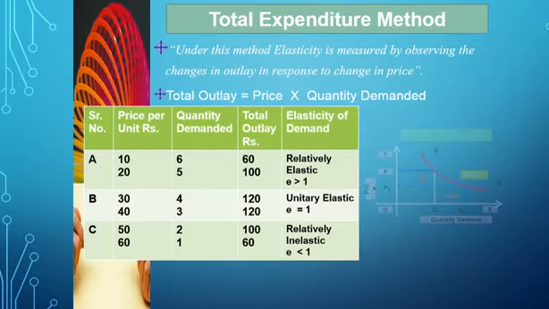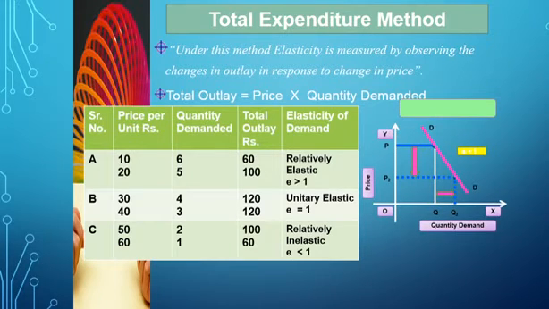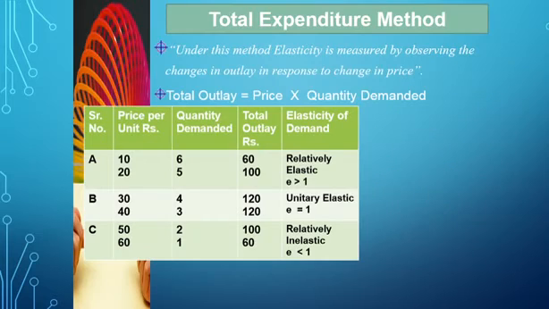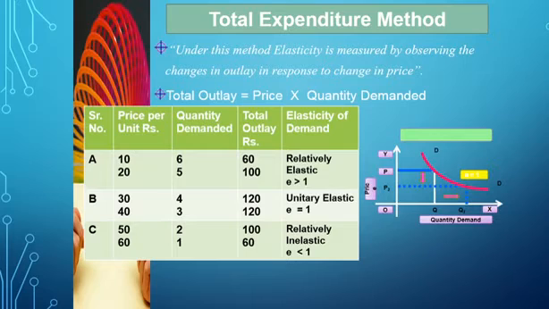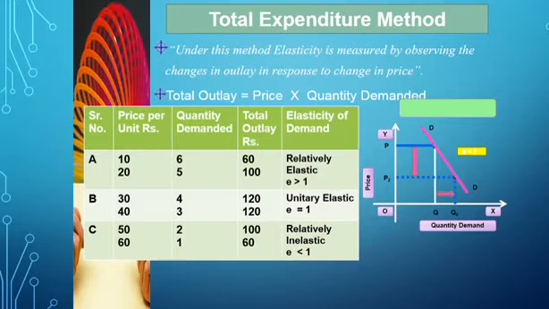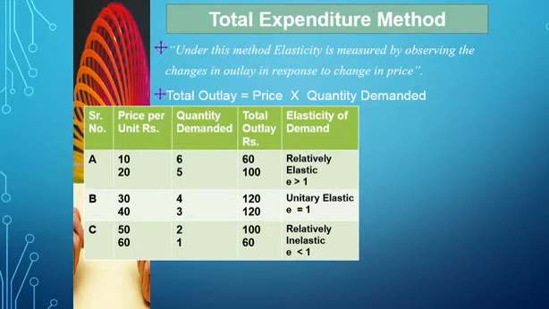In the next case, C, original price is 50. At the same time, quantity demanded is 2 units. Therefore, total expenditure is 100. When price rises from 50 to 60, that is a 10 rupees rise in the price per unit.